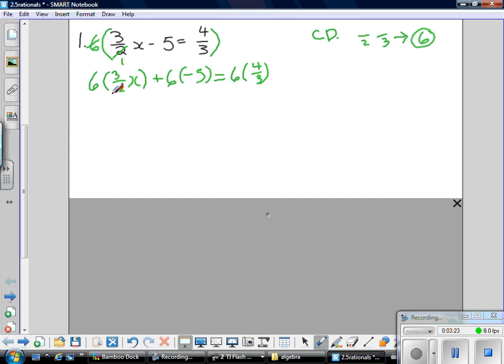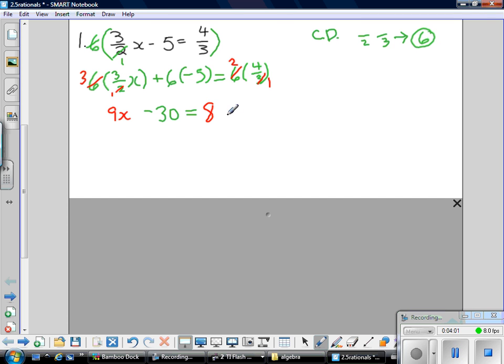2 goes into itself once. It goes into 6 3 times. So what I'm left with here is 3 times 3, which is 9x. Then the next one is 6 times -5. Well, 6 times -5 is -30. And lastly, let's do the same way we did with our first term. 3 goes into itself once, 3 goes into 6 2 times. So really what I have here is 2 times 4, which is 8.